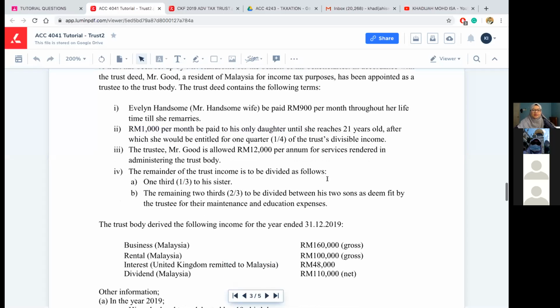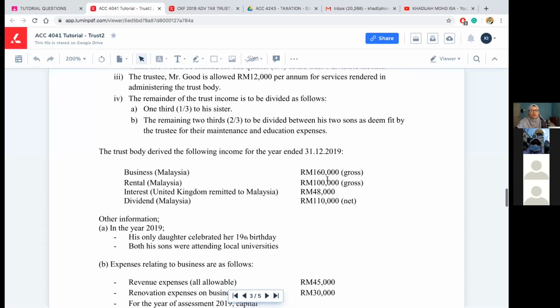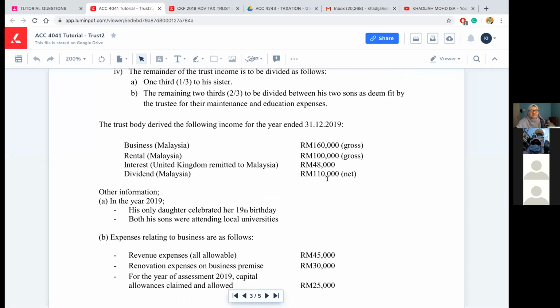After which she would be given 1/4, and then the trustee, Mr. Good, is also allowed 12,000 per annum. The remainder of the trust income is to be divided 1/3 to sister. The remaining is deemed fit, which is the 2/3 between 2 sons. So now we have mixed trust. We have the non-discretionary to the sister, discretionary to the sons. And the trust body derived the following income for the year ended. You have business income, rental, interest, and dividend.